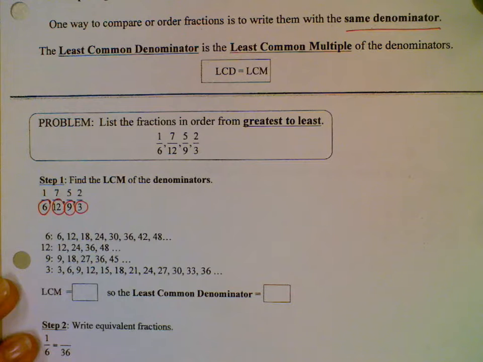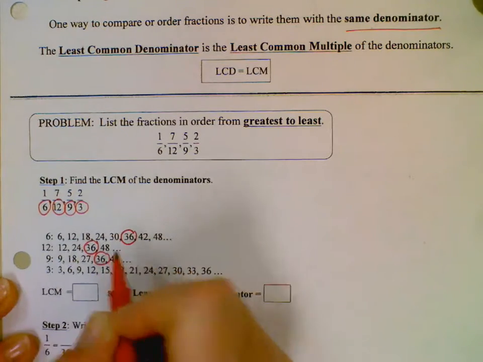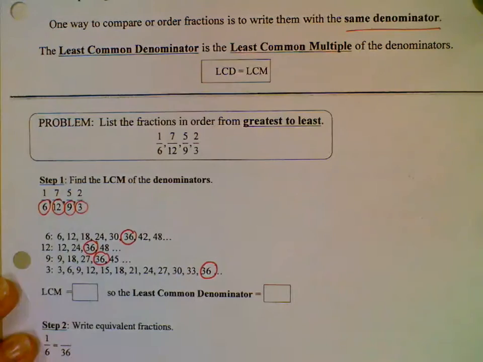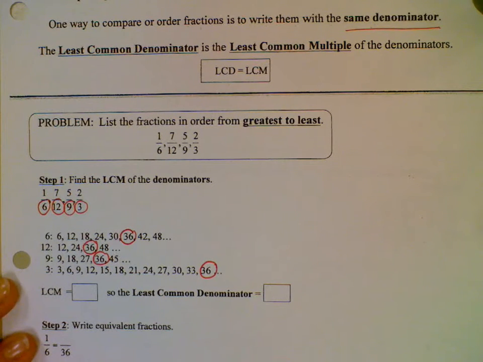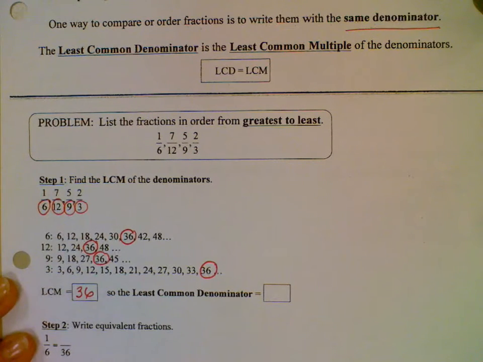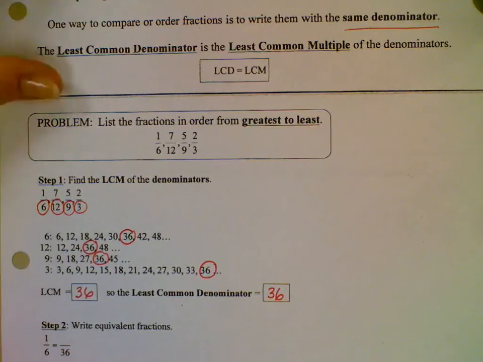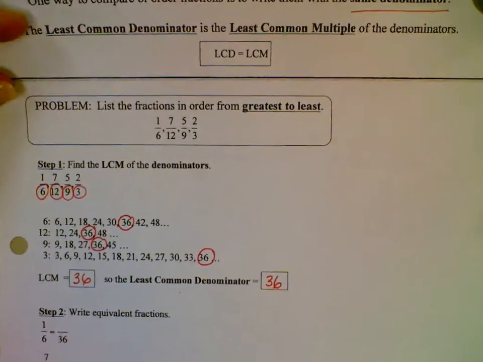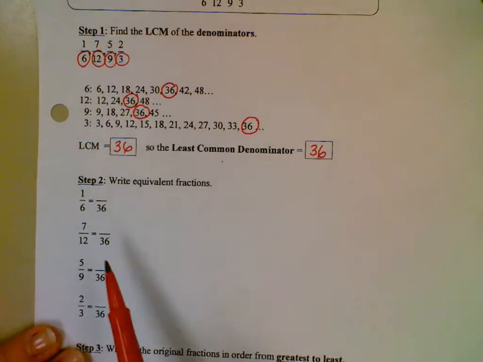And as I look, I see that the lowest one that they have in common is this 36 right here. It's the first one that is in the list of all 4 of those numbers. The first one that's a multiple of all 4 of those numbers. So my least common multiple of my denominators is 36. Therefore, our least common denominator is going to be 36. So what does that mean? That means that we're going to change our fractions into equivalent fractions that have 36 as their denominator.